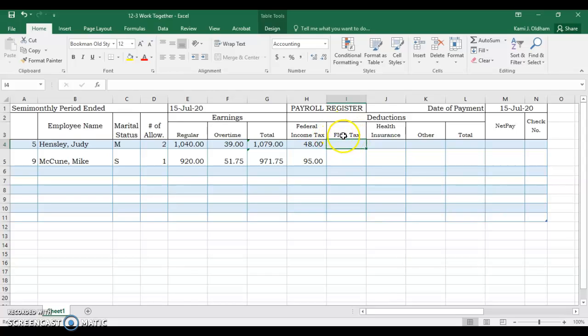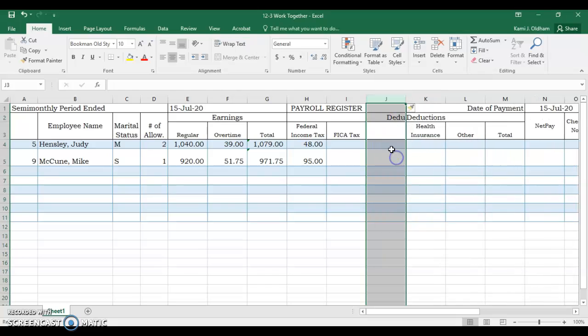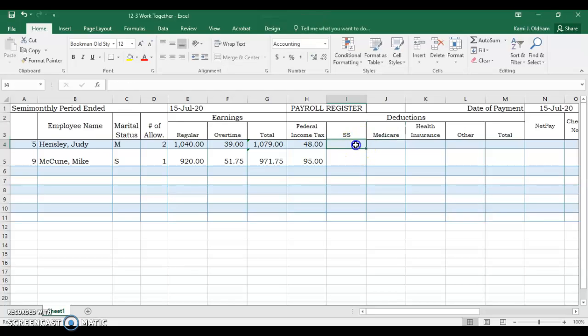Now, FICA tax here is the Federal Insurance Contributions Act. That's Social Security and Medicare combined into one. I see that mine's slightly different here, so let me insert a column. Yours says Social Security and Medicare. Social Security is at 6.2%, so we're looking at 66.90 and 60.25. Medicare is the 1.45. We're looking at 15.65 and 14.09.